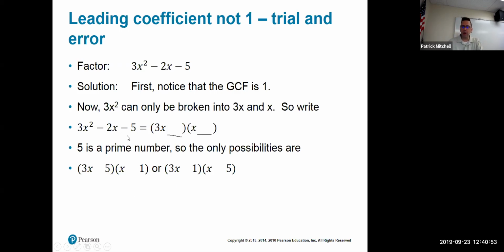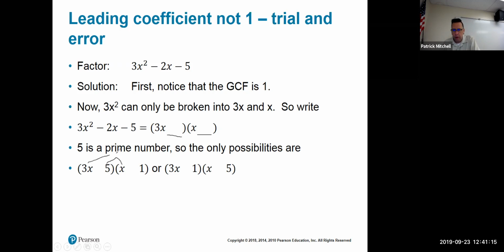So the way that I'm going to decide which one of these is, I'm just going to try things until I find the one that works. The reason I like trial and error for this kind of problem is because there aren't a whole lot of things to try. I've already taken care of the F in FOIL. I've already taken care of the L in FOIL. Now I have to take care of the outer and the inner.